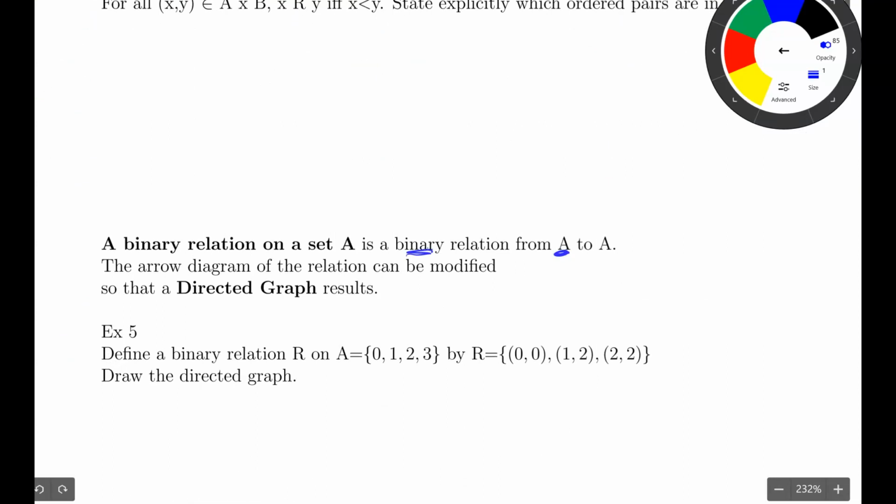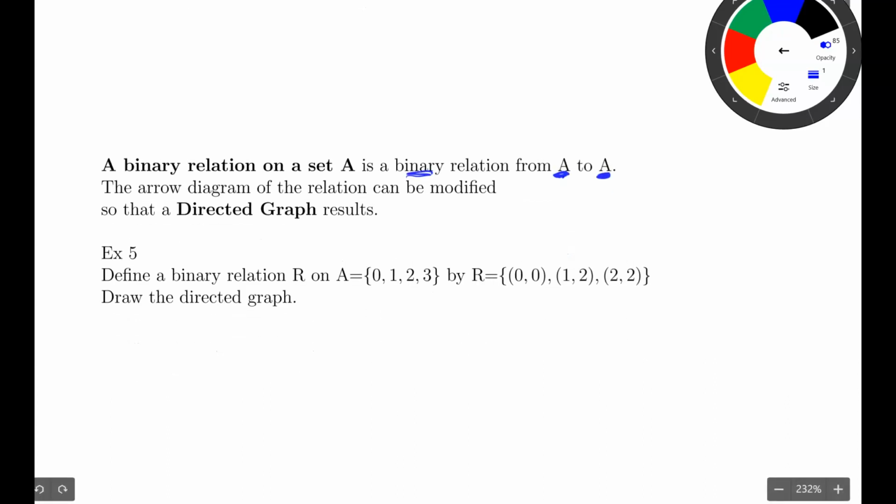A binary relation is on itself. So, I'm sorry, binary relation is from A to B, but if I have a binary relation from A to A, we just say it's a relation on A, right? It's a relation on A, and we're going to make an arrow diagram, and a lot of times I'm going to say make a directed graph. So have the arrows have direction, right? Not just lines, but they would have arrow points.